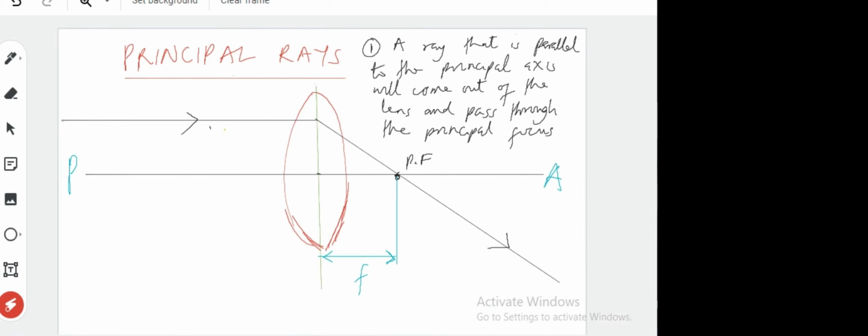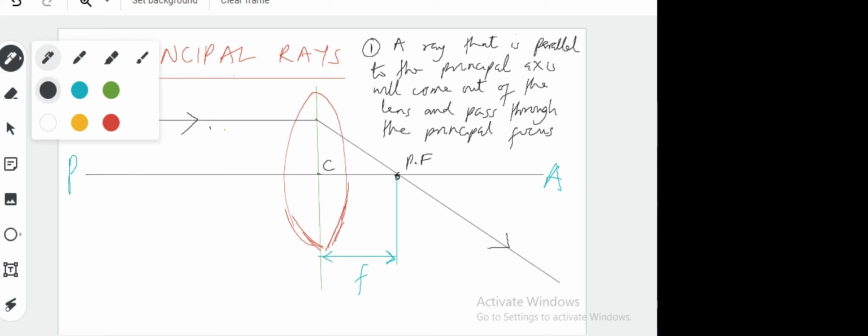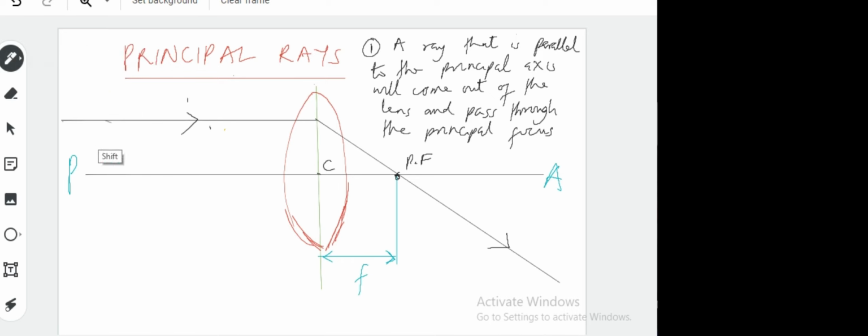So that's the first rule or the first principle. A ray that is parallel to the principal axis will come out of the lens and pass through the principal focus. Always show arrows coming in, going out. The second rule is a ray that passes through the geometrical center will not bend. Any ray that passes through the geometrical center will do what? So if we have a ray like this that passes through the geometrical center like this, it will not bend. It will just go straight.